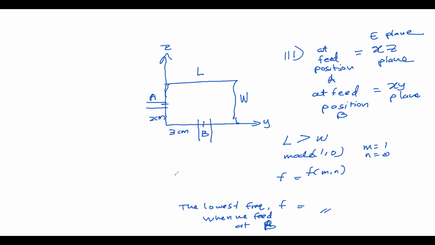Basically the E field is changing across the plane that you are feeding it into. X is in this direction, Y is in this direction. So once you are feeding at the B position, suppose this is the B position, then the electric field is going to change across the XY plane in this manner.